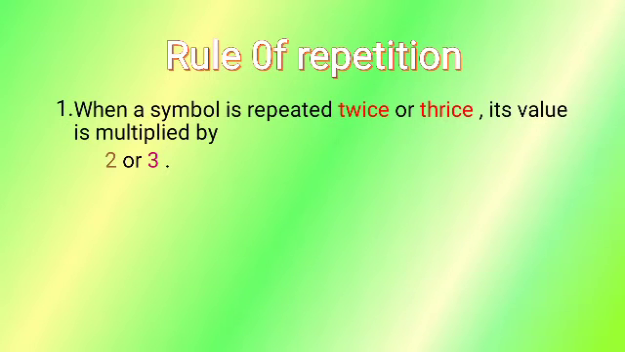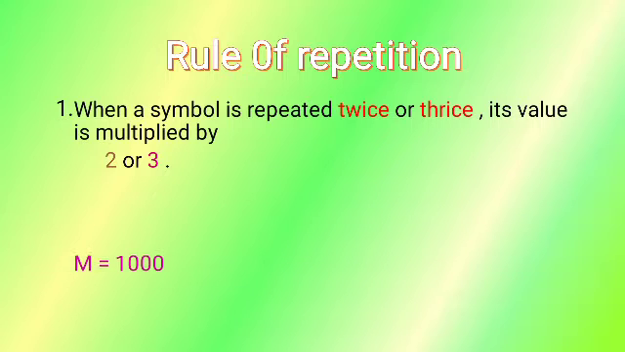Rule of repetition: when a symbol is repeated twice or thrice, its value is multiplied by 2 or 3. Here a symbol is repeated. What are the symbols? There are 7 symbols: I, V, X, L, C, D, M. These are the symbols. So when a symbol is repeated twice or thrice, meaning 2 and 3, its value is multiplied by 2 or 3.